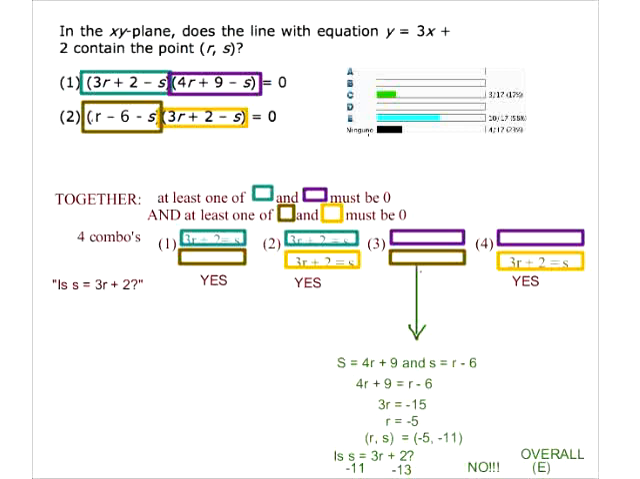this is an overall answer of E this time because you have a bunch of yeses, but you also have a single case that is a no. So, right, that's why the individual statements don't work. That's why you reject the individual statement 1 and statement 2.